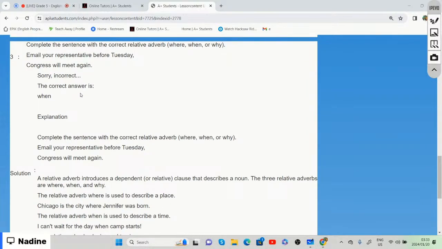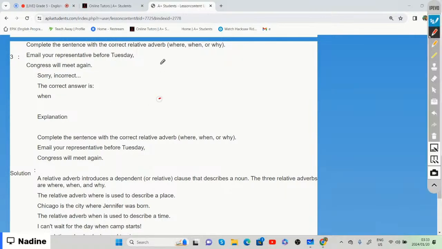All right. So basically, we said email your representative before Tuesday. When? So basically, we say when Congress will meet again. So it's giving the time when they will meet, right? All right. Now let's go to our test.